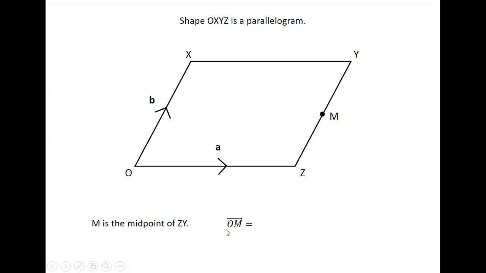For example, O to M vector. We know M is the midpoint of Z, Y, so Z to M will be half B. So O to M will be A plus half B. X to M. Press pause, try this question. Once you attempted, press play to check the answer.